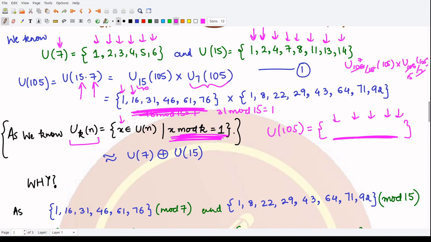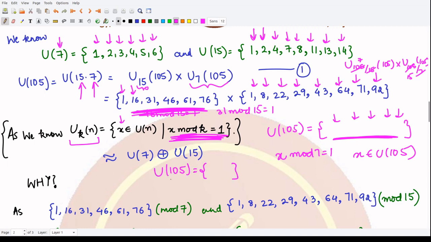Similarly for U7 of 105, we are looking for the elements X with X mod 7 equal to 1, such that this X has been taken from U105. So you need to see which elements are present here. By some simple calculations, you can clearly see these elements are present here. I urge you to first of all write down all the elements of U105. It would be easier for you to understand this statement thereafter, correct?